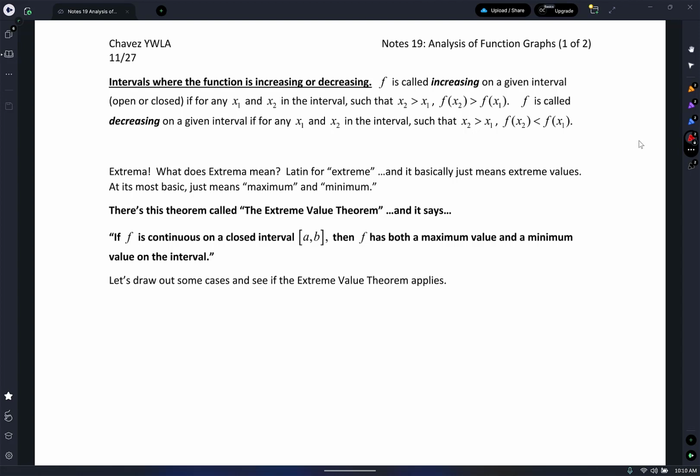Okay, note 19, analysis of functions. This is one of two days, so maybe tomorrow we'll do another lesson so we can get this all out of the way. Intervals where the function is increasing or decreasing. I think you guys know what's up when it comes to all that.